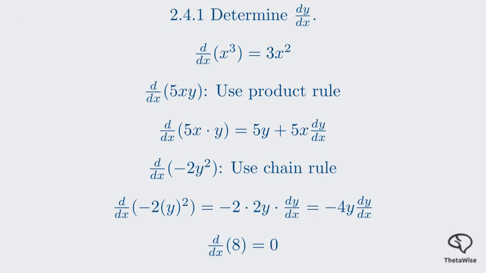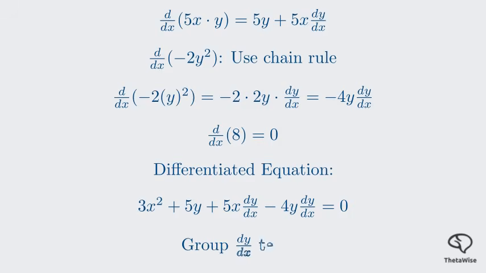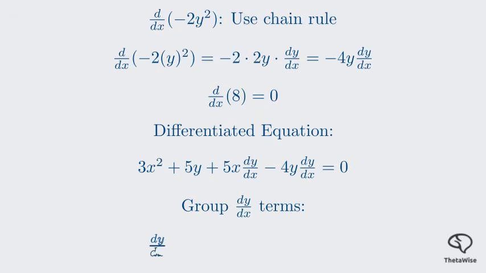Now we can put all these pieces together and solve for dy/dx. The differentiated equation is 3x squared plus 5y plus 5x dy/dx minus 4y dy/dx equals 0. We need to isolate the dy/dx term. First, group all terms containing dy/dx on one side and all other terms on the other. We can factor out dy/dx.